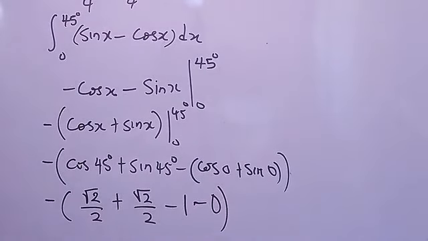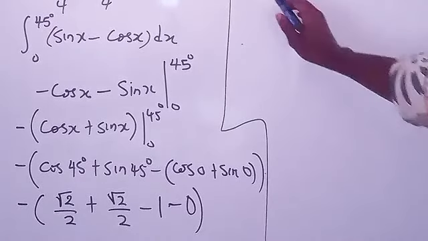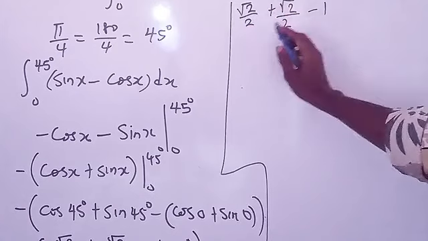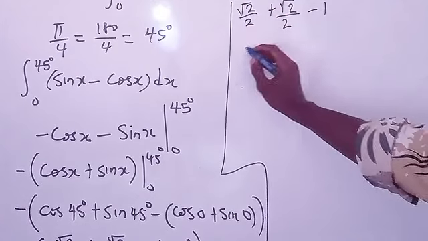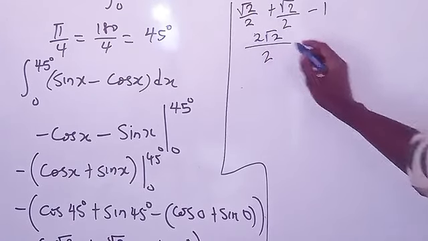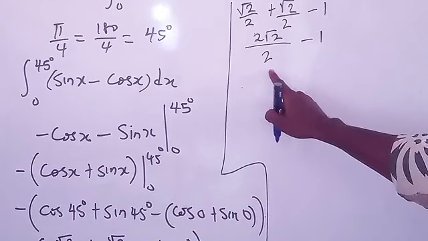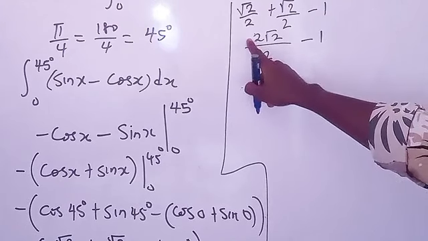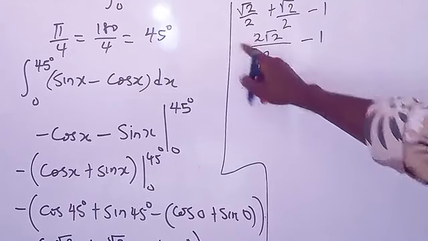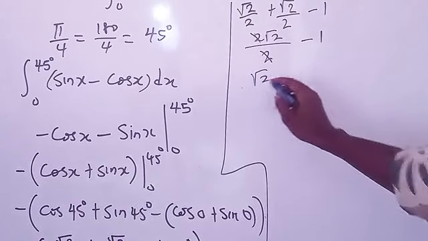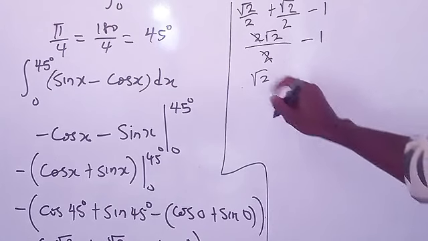So now from here, let me rewrite this. Let's simplify this so that we have the same denominator. We can have it to be 2. Root 2 plus root 2 is going to give us 2 root 2, then minus 1. So now from here, you can see that these two cancel. We're going to have root 2, but don't forget the minus.